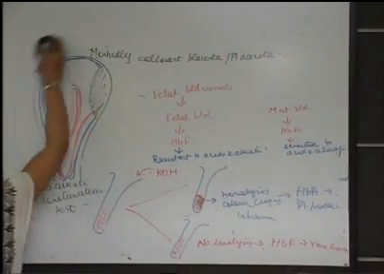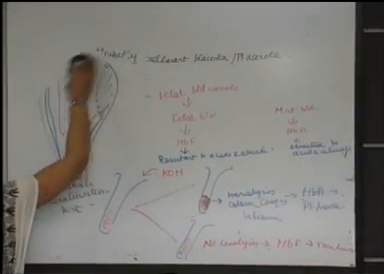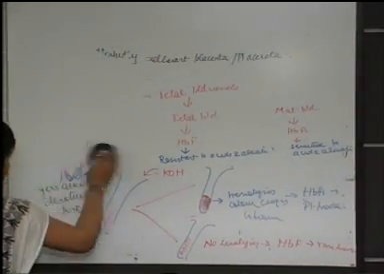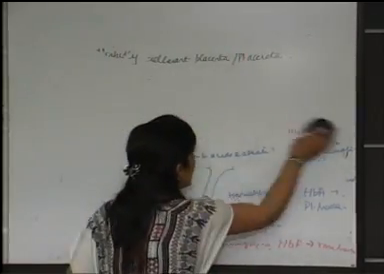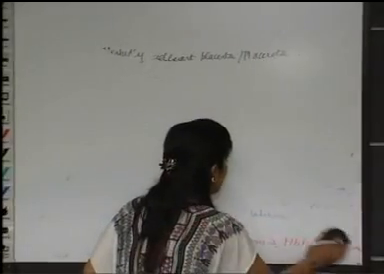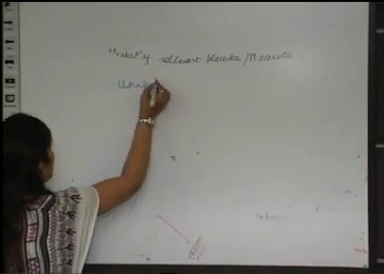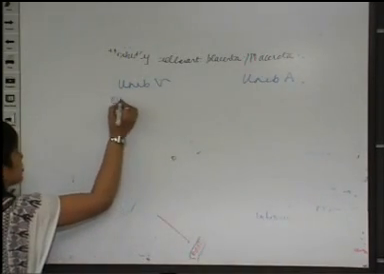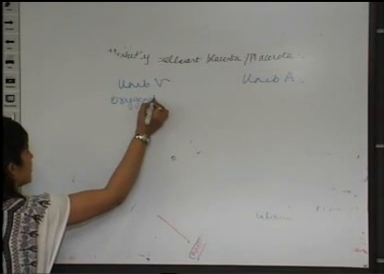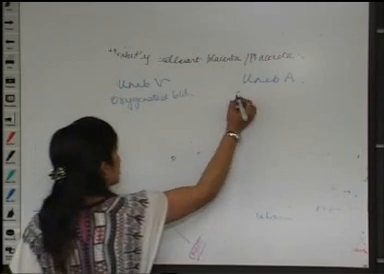Now, I told you that the umbilical cord has umbilical artery and umbilical vein. So, coming to a few questions which are asked on umbilical artery and umbilical vein. Umbilical vein has oxygenated blood, whereas umbilical artery has deoxygenated blood.